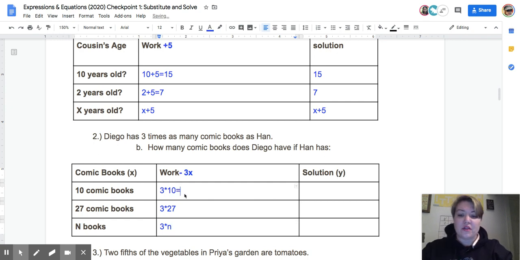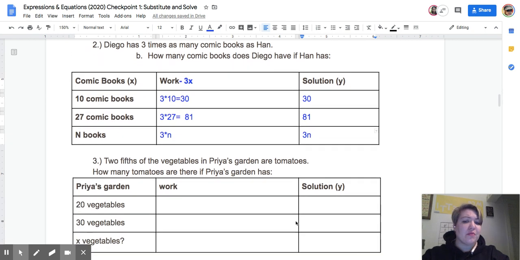3 times 10 is 30. That tells us that Diego has 30 comic books. 3 times 27, 3 times 7 is 21. Regroup, 3 times 2 is 6, plus 2 more is 8. Oops, I wrote that backwards. So 81 comic books. And 3 times n simplifies to 3n because we just squish them together.